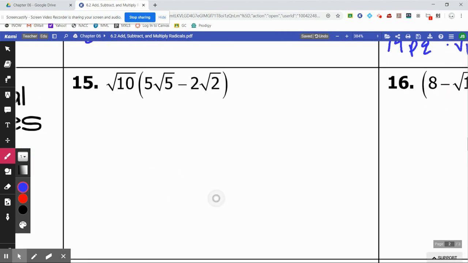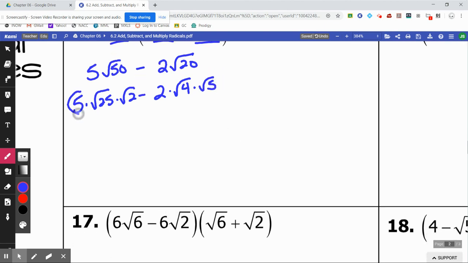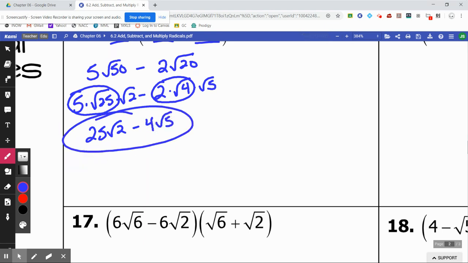So the first one, root 10 times both of these gives you a 5 root 50. You can only multiply the radicals with radicals, minus 2 root 20. Now let's clean those up. The root 50, I'm going to split into root 25 times root 2. And the root 20, I'm going to split into root 4 times root 5. 5 times root 25 will be 5 times 5, which is 25 root 2. And 2 times 2 is 4, so that's going to be minus 4 root 5, and those do not combine.